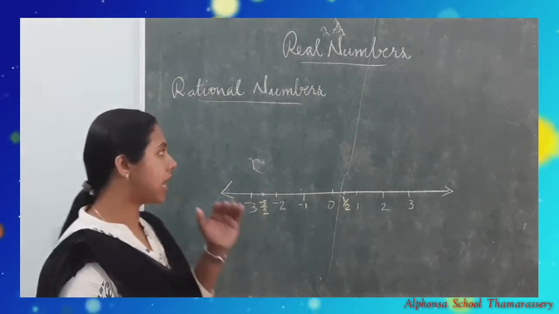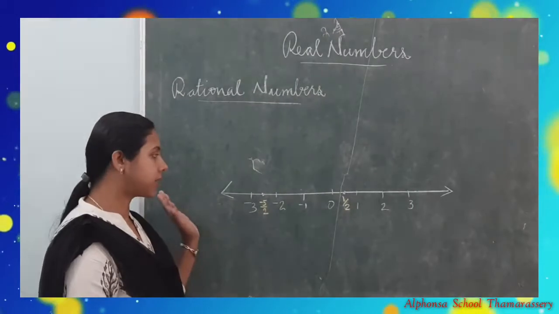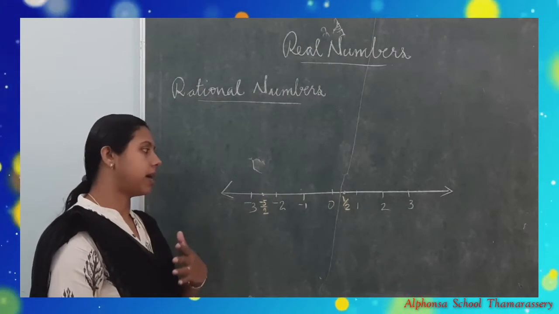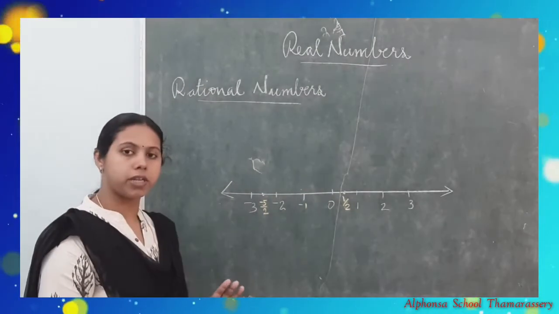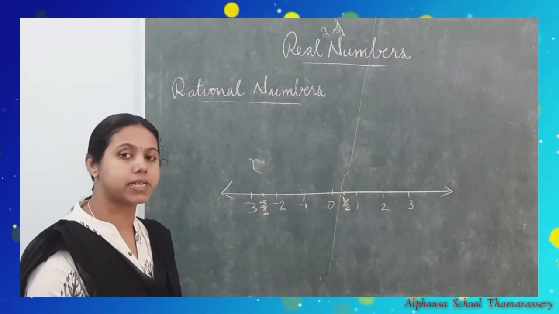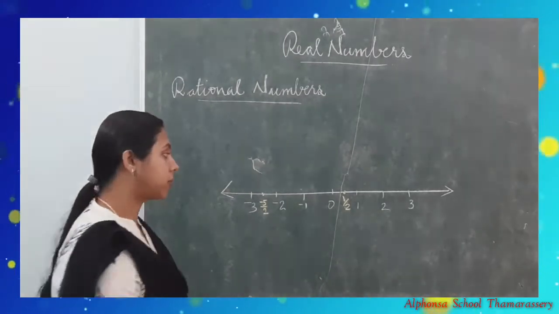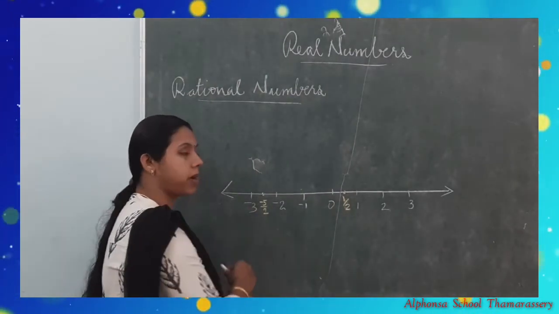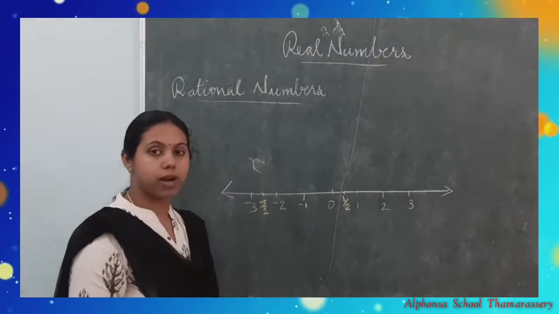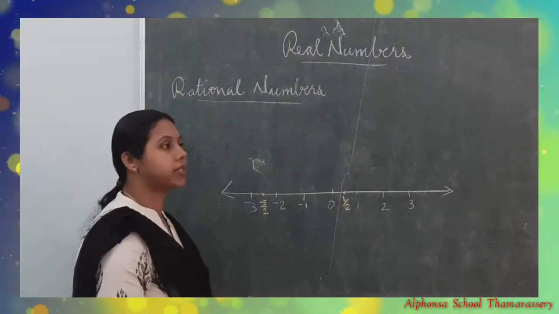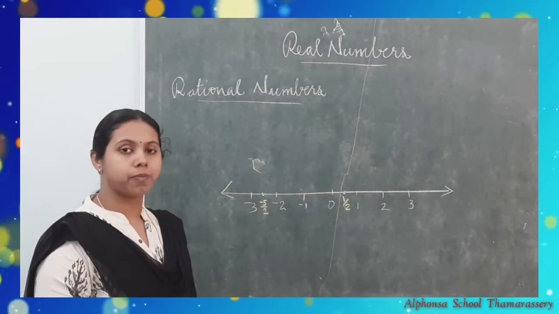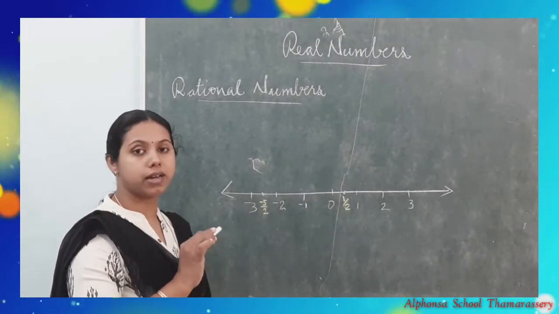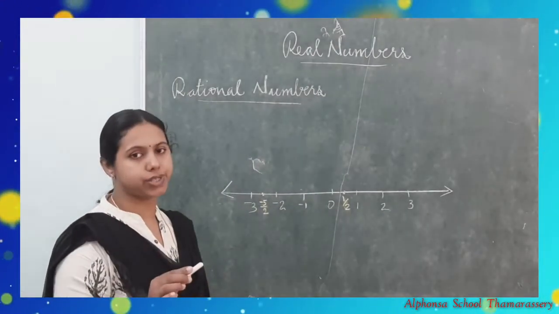When you represent rational numbers on the number line, we can represent all integers on the number line, and in the same way we can represent minus 5 by 2. We studied in the earlier classes how to represent rational numbers on the number line. So the position of 1 by 2 is between 0 and 1, and minus 5 by 2 is between minus 3 and minus 2. So this way we are able to represent rational numbers on the number line. So all integers are rational numbers, but all rational numbers are not integers.